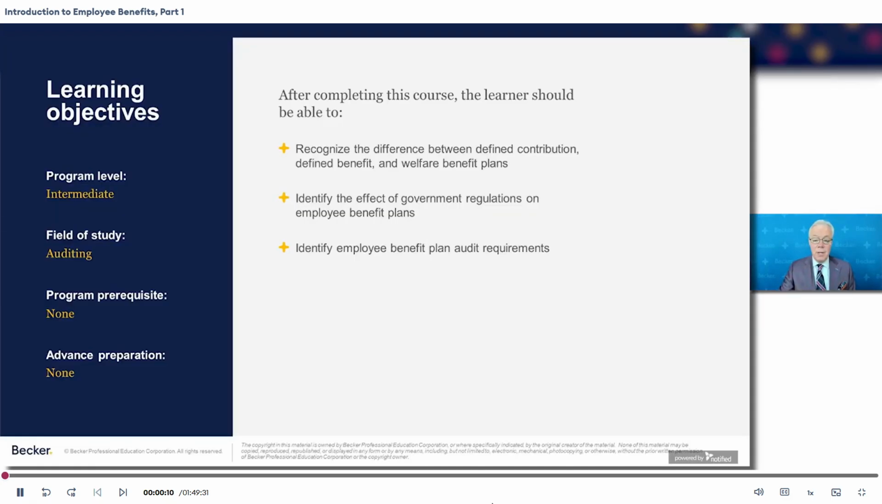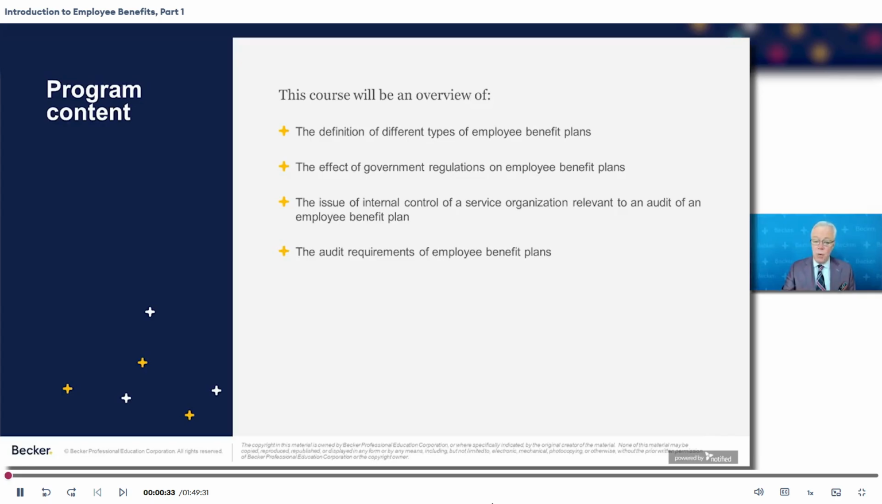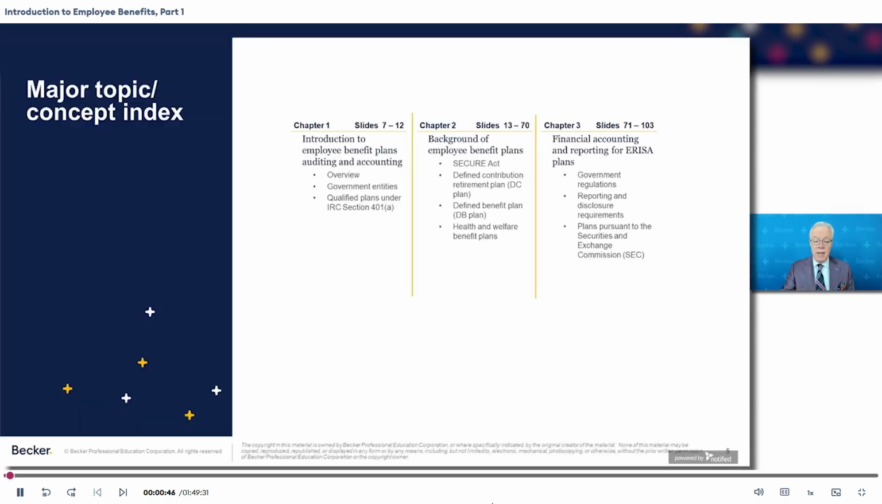Part 1. Now in this particular program, after we've completed it, you should be able to recognize the difference between a deferred contribution, a deferred benefit, and a welfare benefit plan. We should be able to identify the effect of government regulations on employee benefit plans and identify the employee benefit plans and audit requirements. This is an overview of the definition of the different types of plans, the effect of government regulations, the issue of internal control over service organizations, and audit requirements for employee benefit plans.